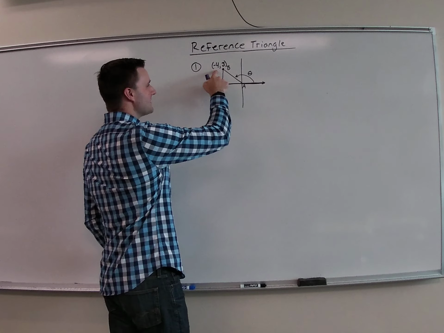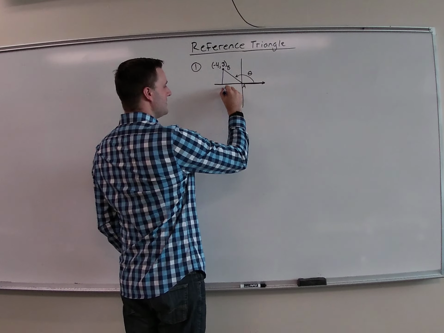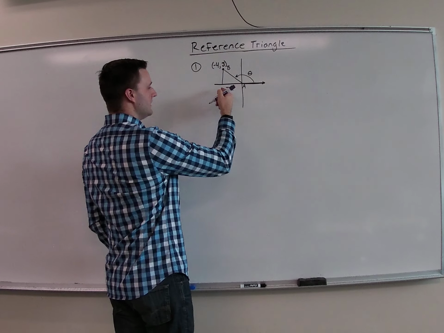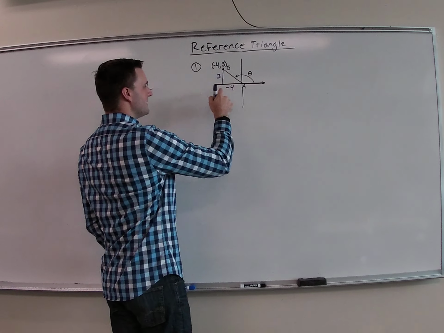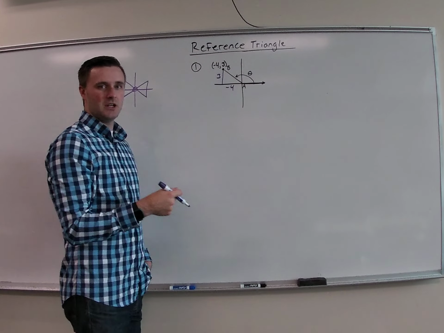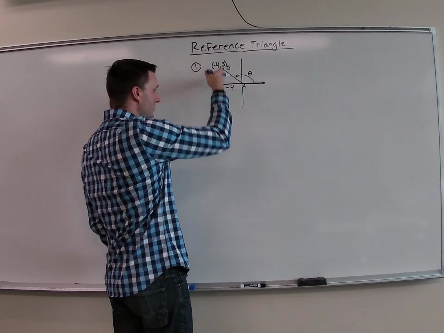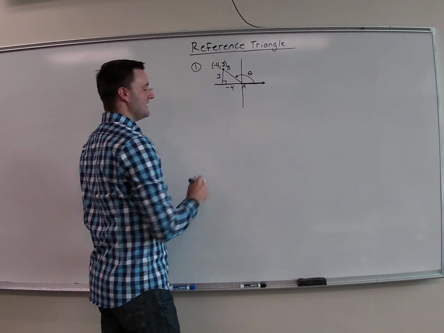So if this is the point -4, 3, that means we went left 4, so that's direction, not distance, and then we went up 3. So this triangle had to go left 4, up 3. Now why does that help us? Well, because we went straight down, this creates a 90-degree angle.